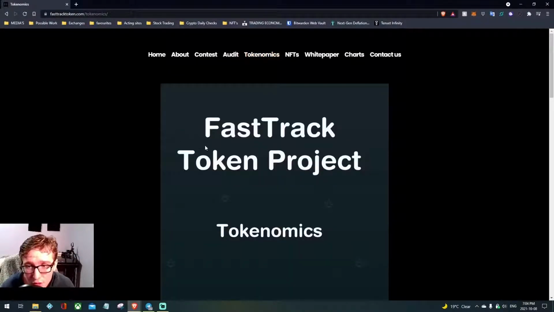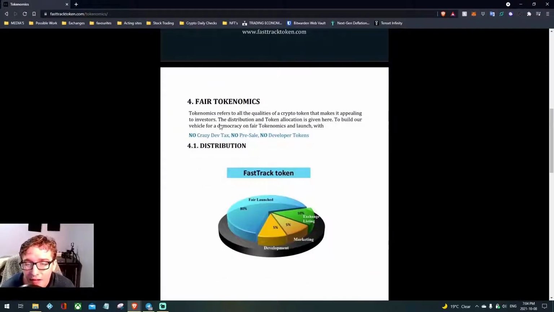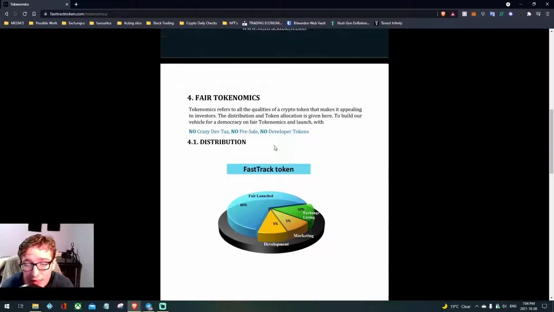Next is the tokenomics of the Fast Track Token project. Let's get it going. This is a long read. Fair tokenomics. The tokenomics refer to all the qualities of a crypto token that makes it appealing to investors. The distribution and token allocation is given here to build our vehicle for a democracy on fair tokenomics and launch with no crazy dev taxes, no pre-sale, no developer tokens.